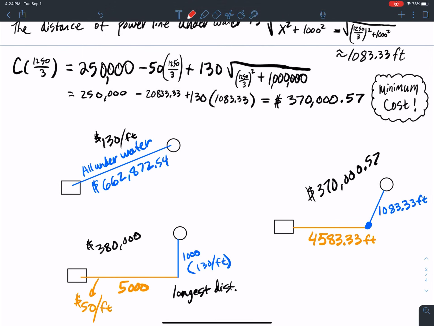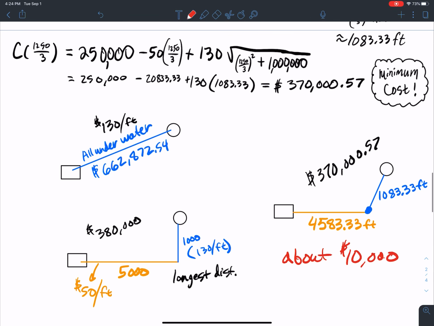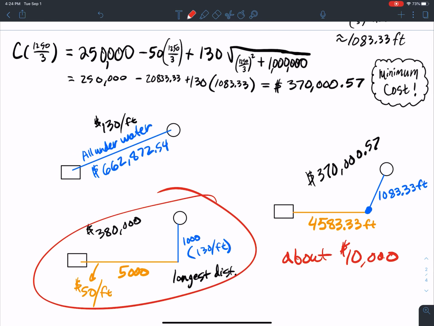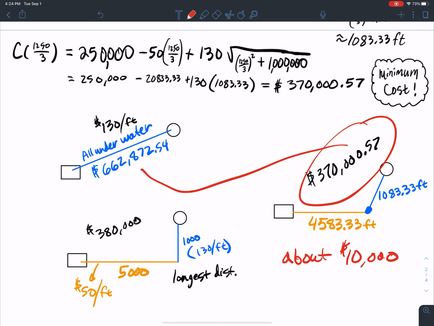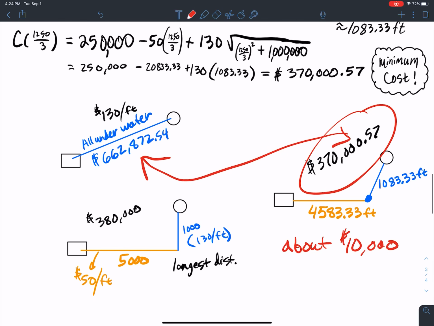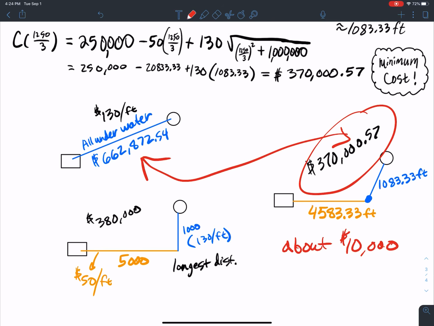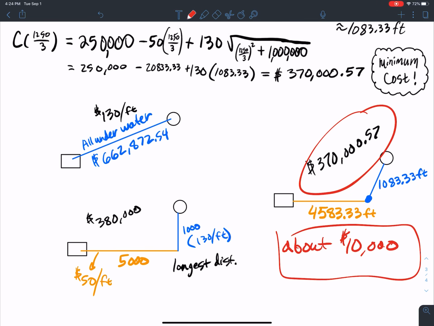So what does that amount to? That's about $10,000 cheaper than the common sense way that most people would do it. And think about this. Whoa, that is way cheaper than if somebody was like, well, let's just do it the shortest distance, right? So if you thought about it more than 5 seconds, you might think that this is the way to go. But it turned out that you actually saved $10,000 if you use calculus here.